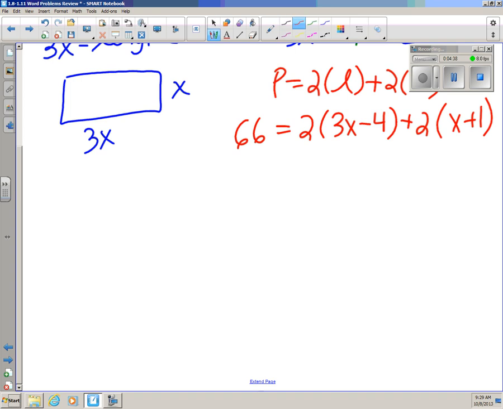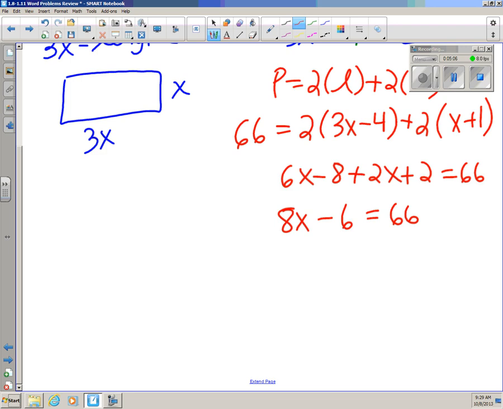If I do the distributive property, I get 66 equals 6x minus 8 plus 2x plus 2. I don't really like the 66 on the left. I like it better on the right. The commutative property allows me to bring the 66 to the opposite side. It doesn't matter. When you combine like terms, you're going to get 8x, because 6x plus 2x is 8x, and negative 8 plus 2 is negative 6, equals 66.